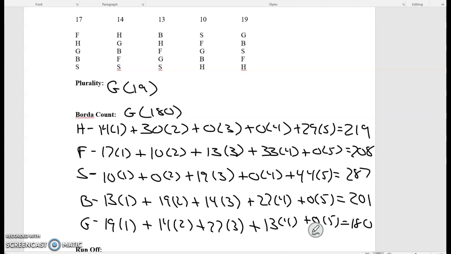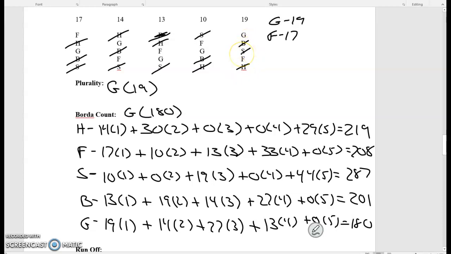With runoff method, G stays and F stays. G has 19, F has 17. And then H, B, and S go away. So G keeps its 19 first place votes, F keeps its 17 first place votes.